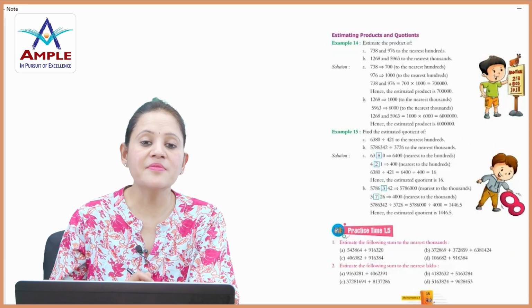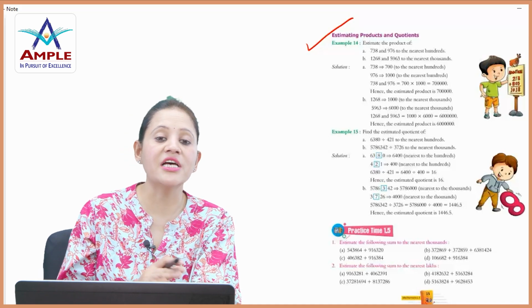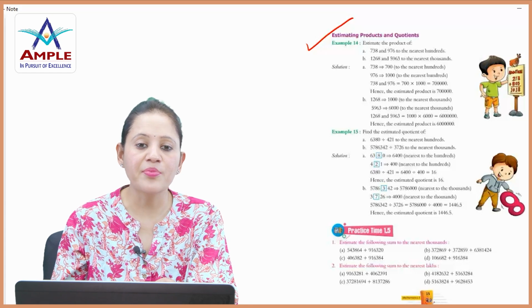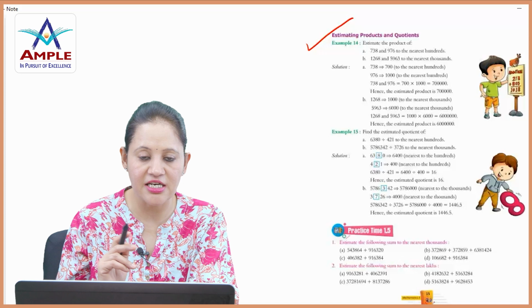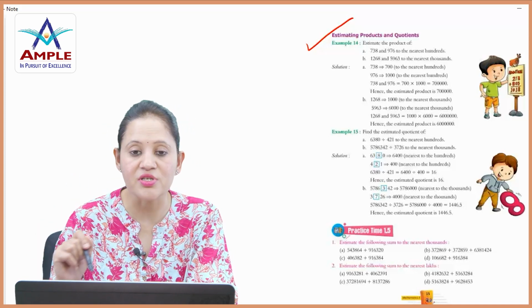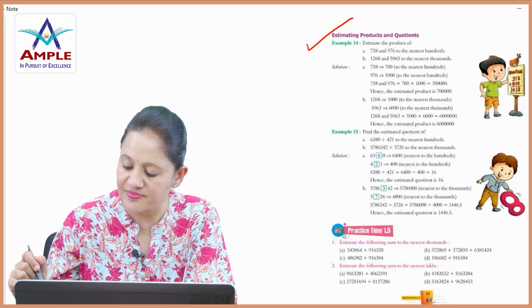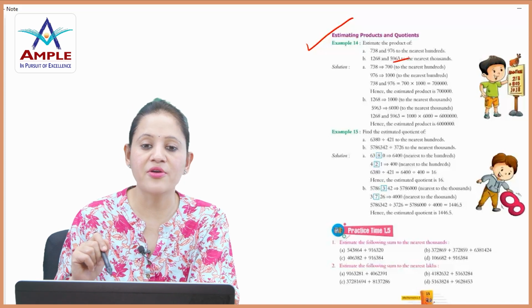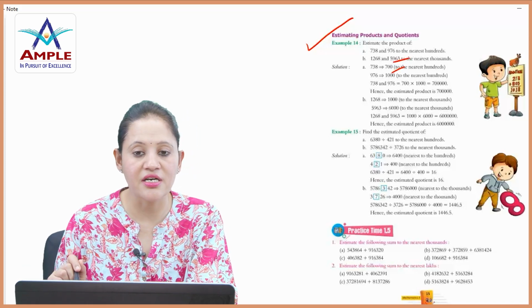Next, estimated product and quotient. In a similar way, we can find out the estimated product and quotient also. For example, estimate the product of 738 and 976 to the nearest 100. Nearest 100 means we have to see the digit at the tens place. So, 738 will first round off to the nearest 100, so that will be 700. And 976 will round off to 1000. Now, we will multiply them, 1000 into 700.